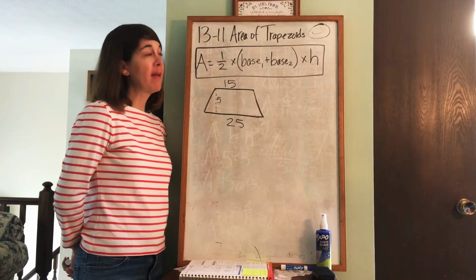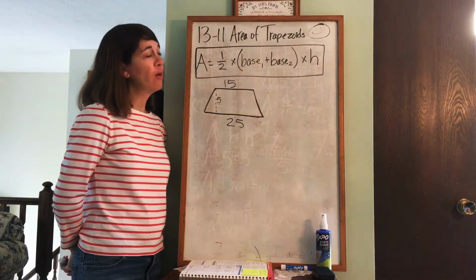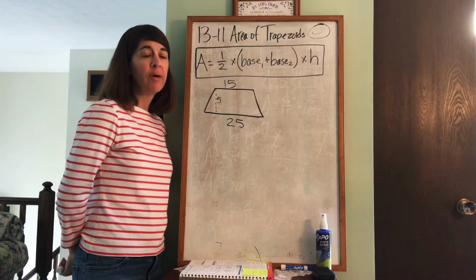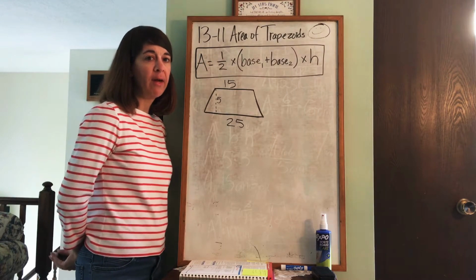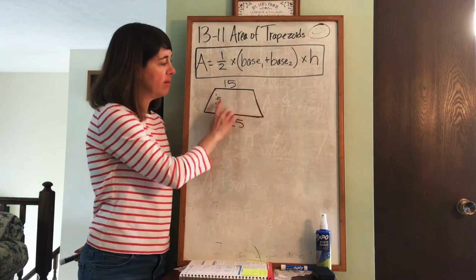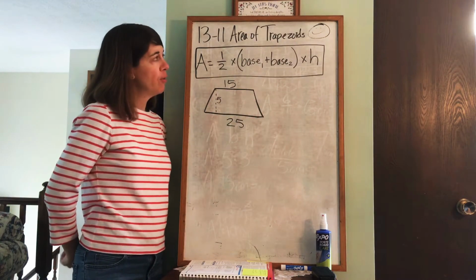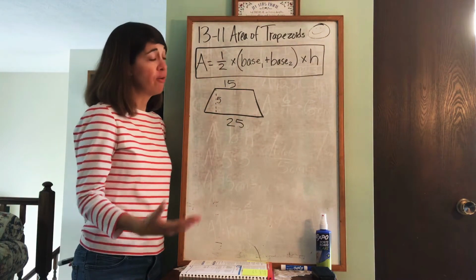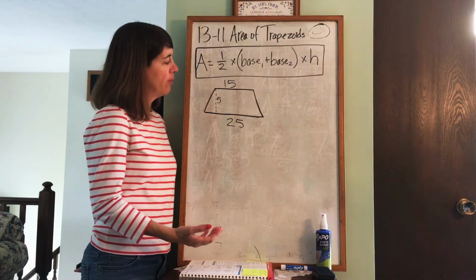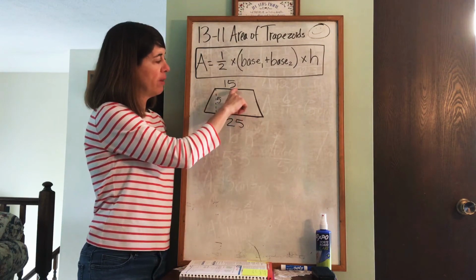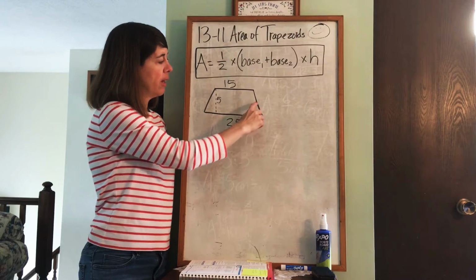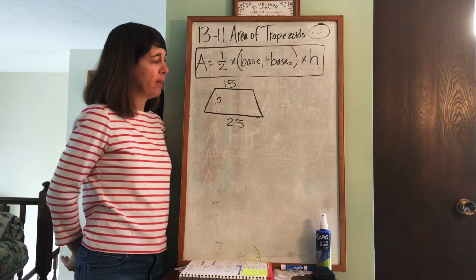Hi, 6th grade. Today's lesson is 13.11, area of trapezoids. So we're continuing to stay with the idea of area, which is all of the space that is inside the figure, inside the border or perimeter. So today we're looking at trapezoids. Remember, those have one set of parallel sides, and you can see them here. Another set of sides is not parallel.